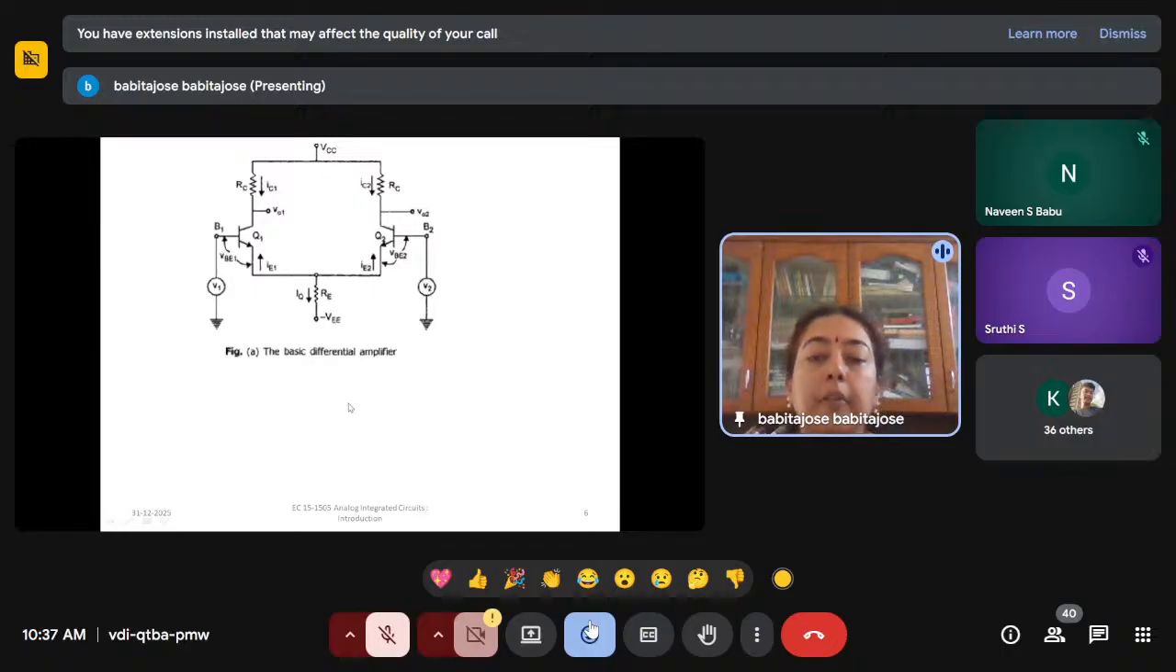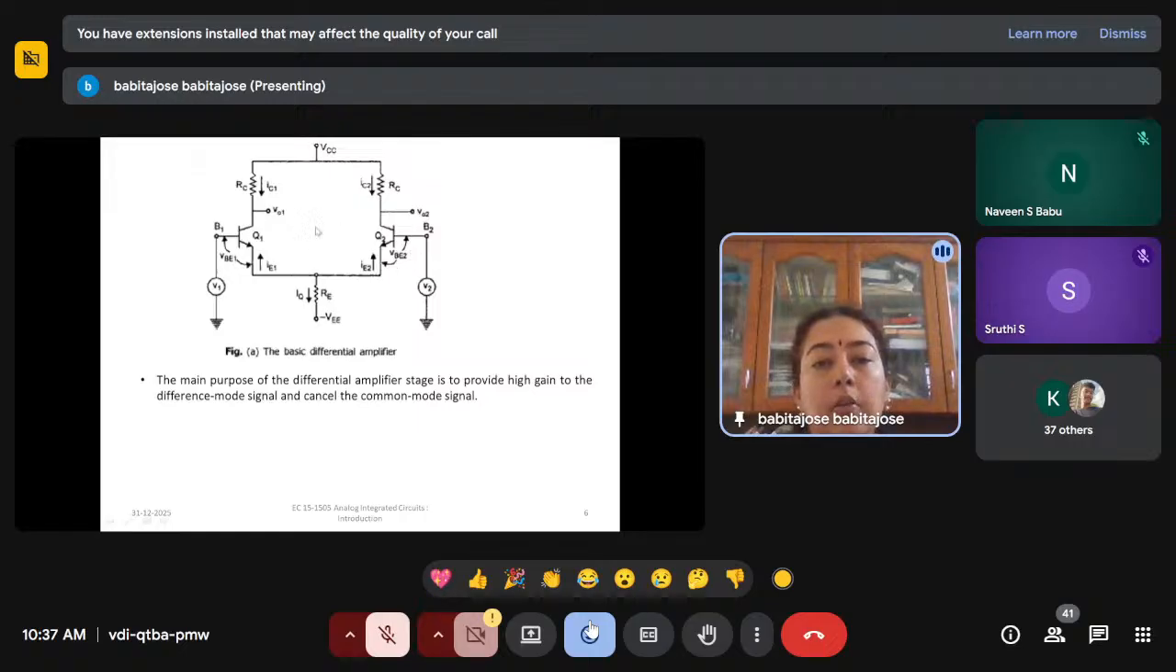So this is a basic differential amplifier. I think it was there in your last module of your S3 circuits. So what is the main purpose of a differential amplifier? It amplifies the difference between the two input voltages. You have two inputs, V1 and V2, and it's a common emitter configuration. And you can see it is symmetrical. And you have two supply voltages, plus VCC and minus VEE.